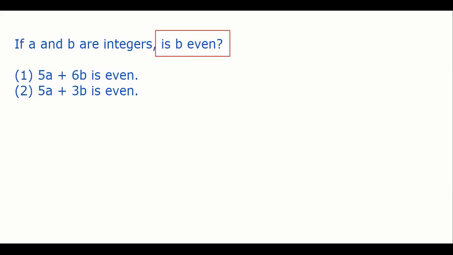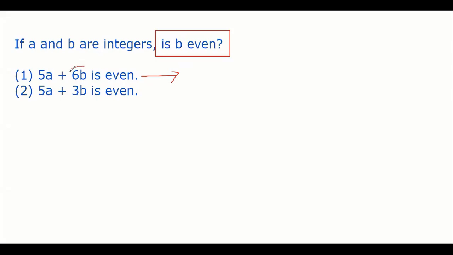Neither. Okay, so I'll tell you how to do this. This is a difficult question. See, the question is we have to find out whether B is even or not. Iskan says both. Now take the first one. We know 5A plus 6B is even. So if they are even, let's split.